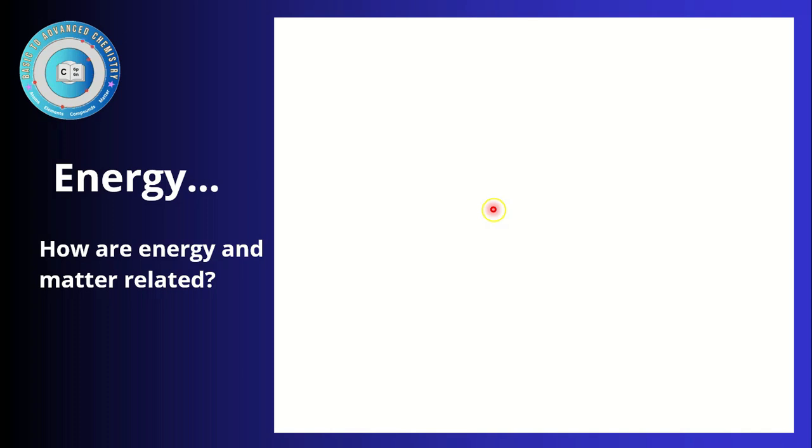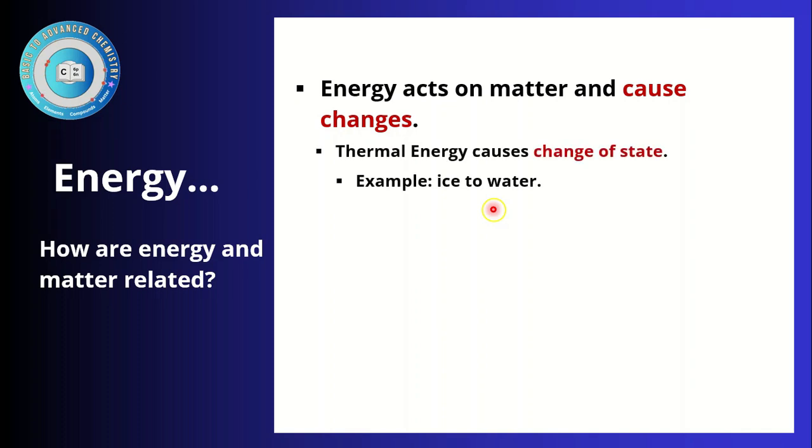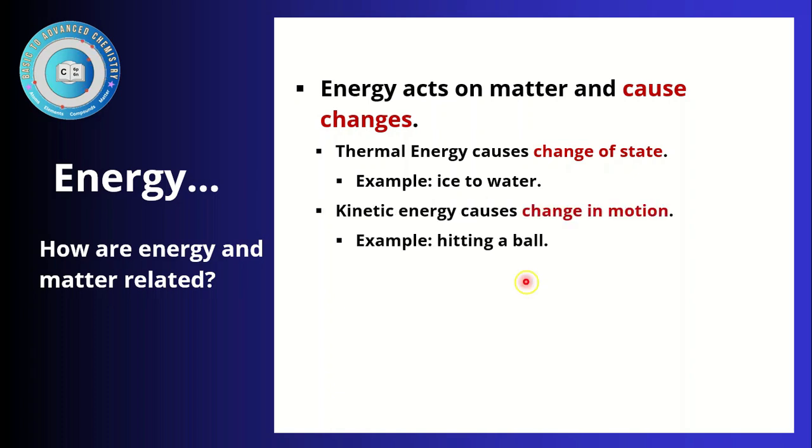So, how are energy and matter related? Energy acts on matter and causes changes. Thermal energy causes changes of matter. For example, thermal energy can change ice to water, solid to liquid. So the changes occur due to thermal energy. Kinetic energy causes changes in motion. For example, hitting a ball in motion can change its direction or increase its speed.